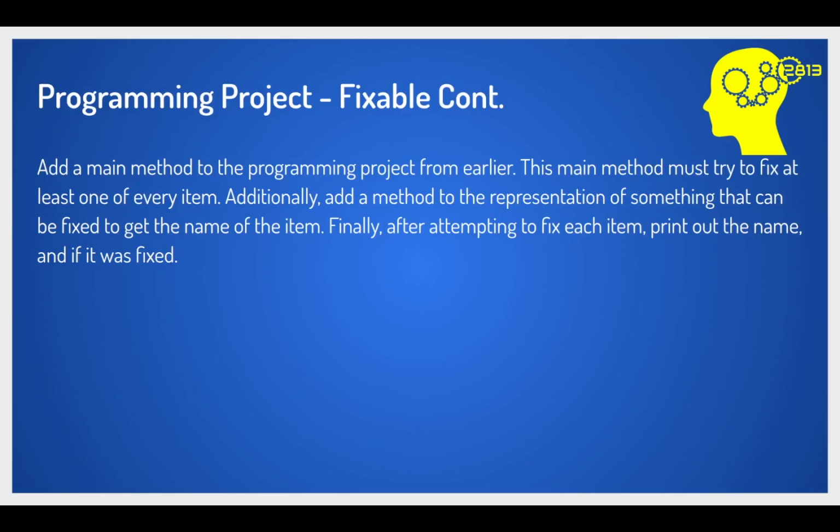Now for your programming project, the last one of the video. For the project that you started earlier in the video, add a main method to it, and then try to fix at least one of every item. Additionally, add a method somewhere to the representation of something that can be fixed to get the name of the item. Finally, after attempting to fix each item, print out the name and if it was fixed. Pause the video if you want to work it out, and we will continue with the solution.